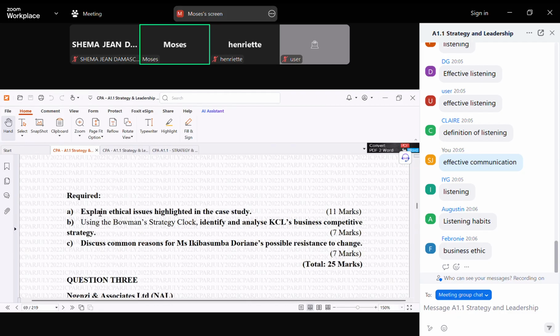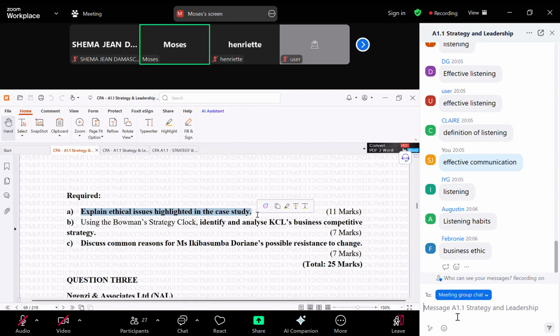For part A, this part A here, what is the main concept here that we should first explain? Type your answer in the chat as usual.